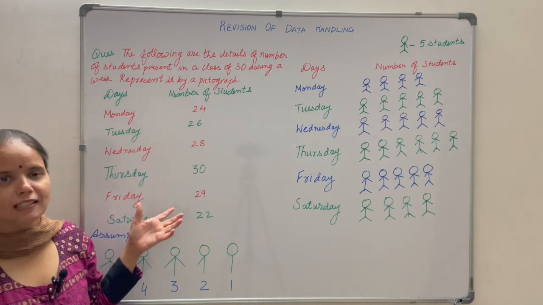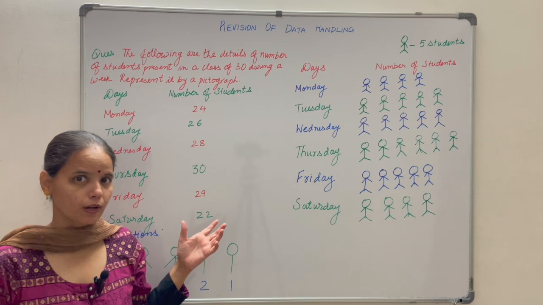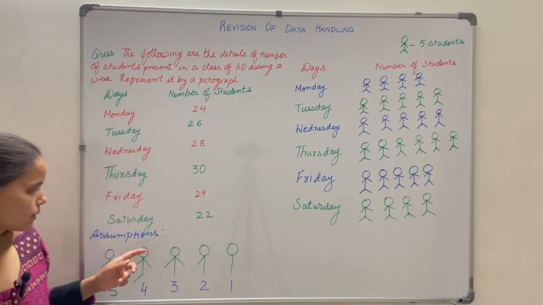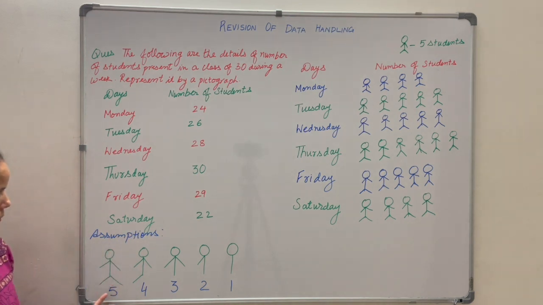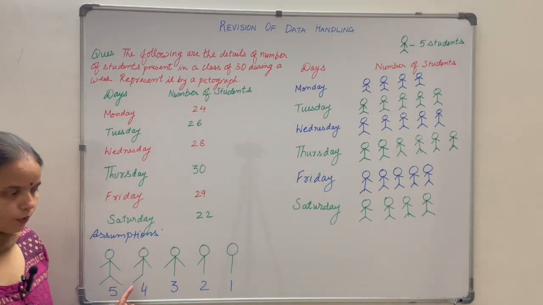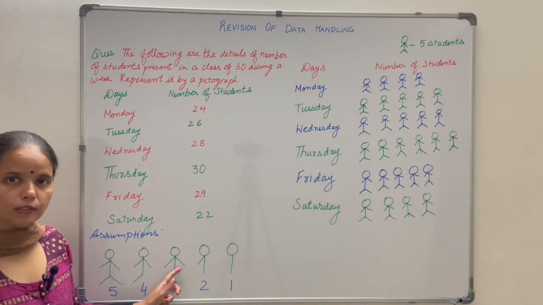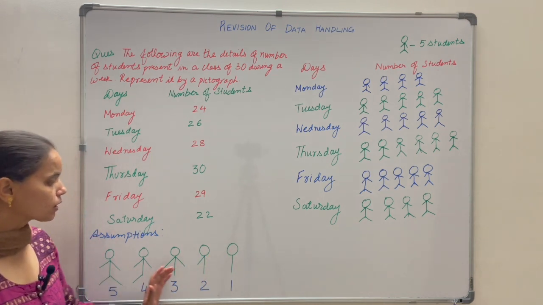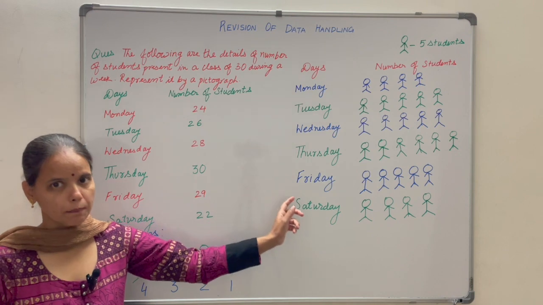So you have to represent this information in the form of pictograph. As I have told you, you have to make certain assumptions. So here what assumption am I going to make? This represents 5: 1, 2, 3, 4, 5. So this will represent 4: 1, 2, 3, 4. And this: 1, 2, 3. This: 1, 2. And this represents 1. So using this assumption, I am going to draw the pictograph.